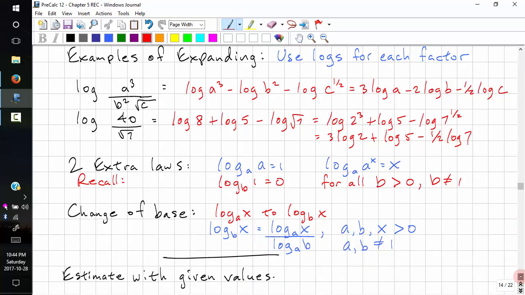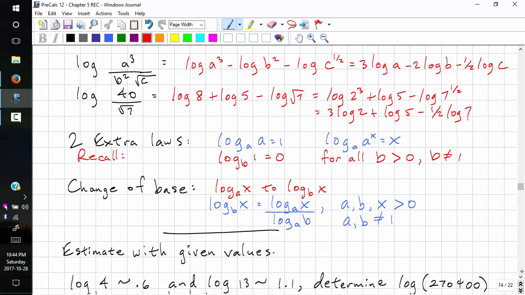So here's a couple extra logarithm laws. Log base A of A equals 1. Log base A of A to the power of x is equal to x. And recall in our last section, log base B of 1 equals 0. And that's for all b greater than 0, provided that b does not equal 1.